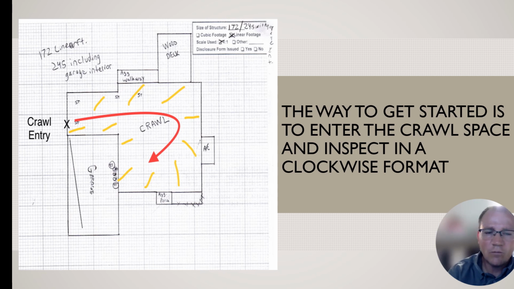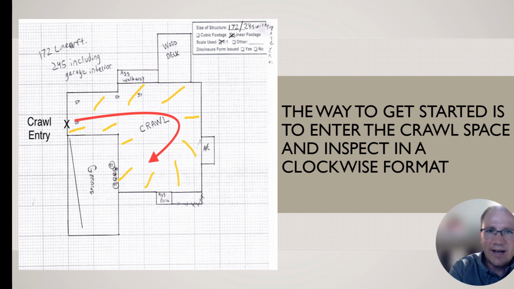So the way to get started on the inspection is to enter the crawl space and inspect in a clockwise format. You can see the little diagram we've drawn here where you actually see the crawl entry door. You're going to go in and you can see yellow marks on this diagram showing where you shine the flashlight to all the walls and you take a look at everything. Always do it in a clockwise format to make sure you shine all walls.